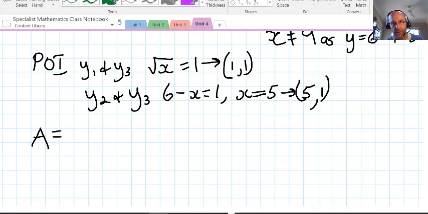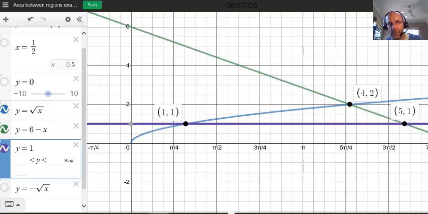I'm going to have a quick look at the graph too. In the interval from (1, 1) up to (4, 2), so from 1 to 4, the x values, we can see that the area is bounded by the root x function and y equals 1. So it'll integrate from there to there, and then there'll be a second part to that where the green line, 6 minus x, is the upper limit. So we need to integrate accordingly.